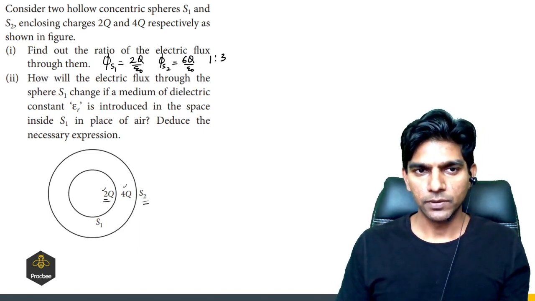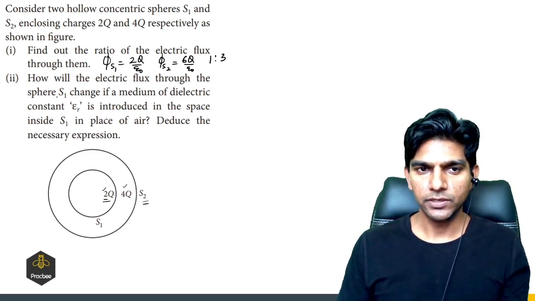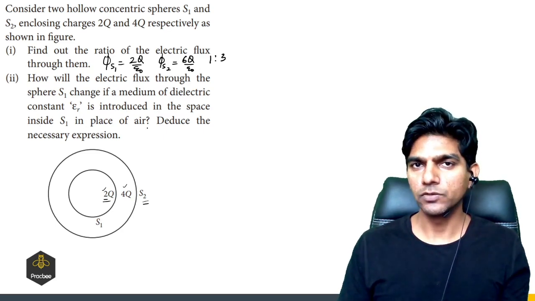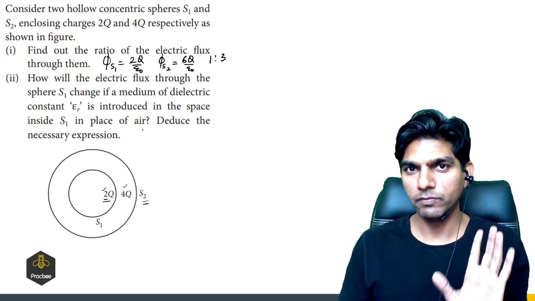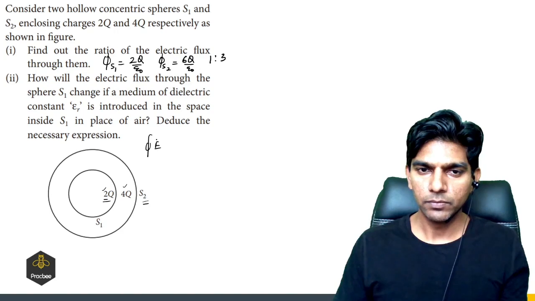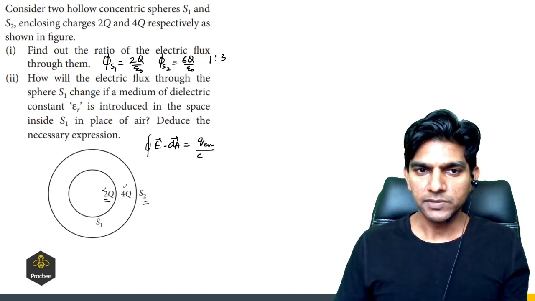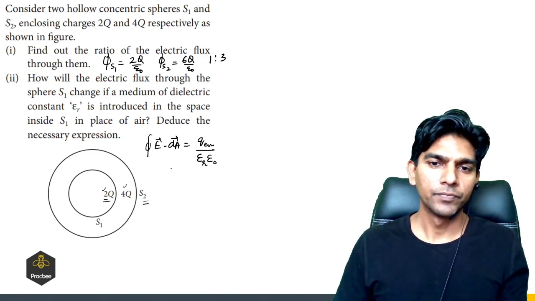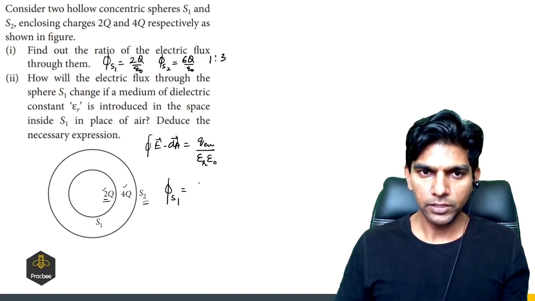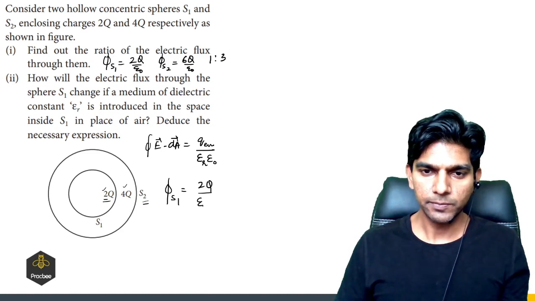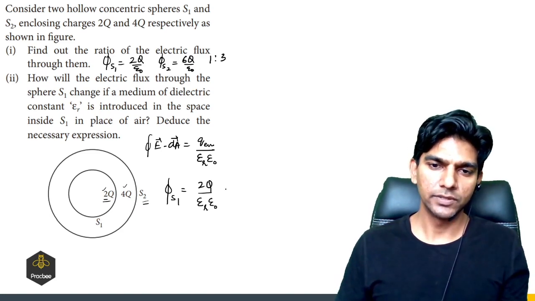Now let us see the second question. How will the electric flux through the sphere S1 change if a medium of dielectric constant epsilon r is introduced in the space inside S1 in place of air? Now, if we introduce the medium, the permittivity will change, and Gauss law will become the integral of E dot dA equals Q enclosed divided by epsilon r times epsilon naught. So now the flux linked with S1 will become 2q divided by epsilon r times epsilon naught. So that should be the answer to this question.